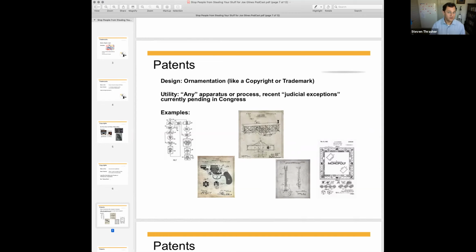The Wright Flyer is patented. I use the Wright Flyer as an example sometimes because the patent that the Wright brothers got wasn't on the actual airplane. It was actually on what's called wing warping, or ways to maneuver something in the air by changing the way that the wings were formed. Also an electric guitar, so musical instruments are patentable, as are games. And so these are common categories that people ask, can I get a patent for this?